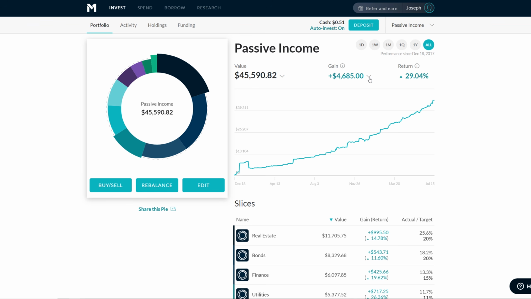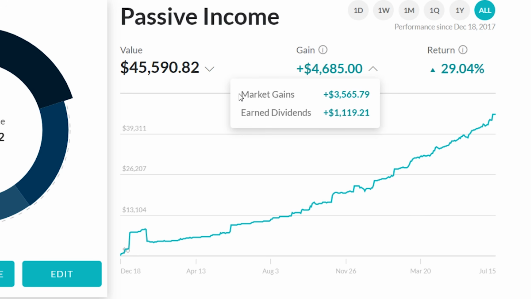For instance, I look at this right here. If I go to my gains, market gain is $3,565. Earned dividends is $1,119. So the market gains are typically more. Most of your returns in any stock portfolio, typically the majority of it comes from capital gains.